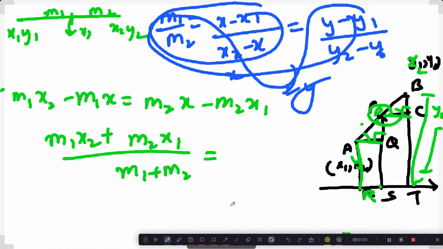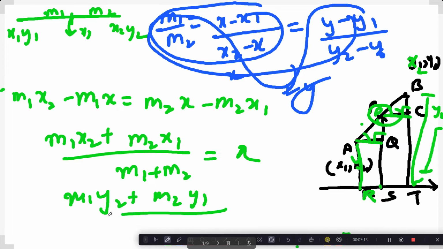Similarly, what is y? Looking at this equation, y भी एक जैसी आएगा. M1 y2 वही आएगा. M1 y2 plus M2 y1 by M1 plus M2. ये हो गया आपका सेक्शन फॉर्मूला, गाइस. सी ना, M1 y2 माइनस M1 y सेम इसी की तरह ही है. M2 y minus M2 y1. So this is what it is.